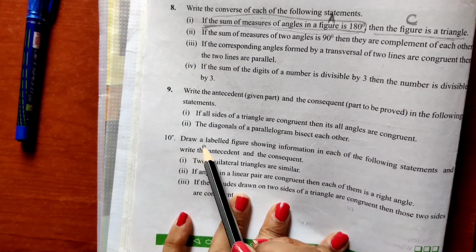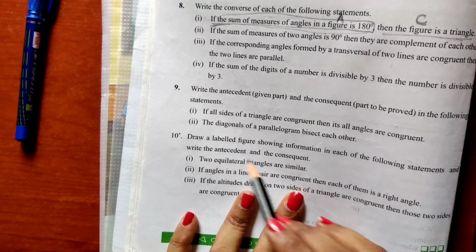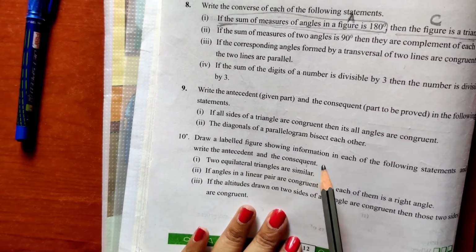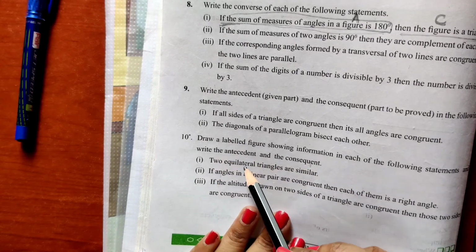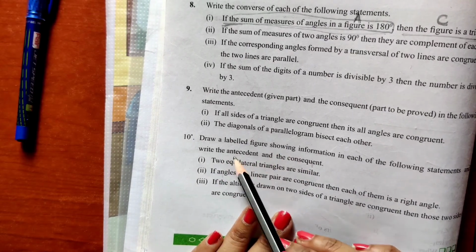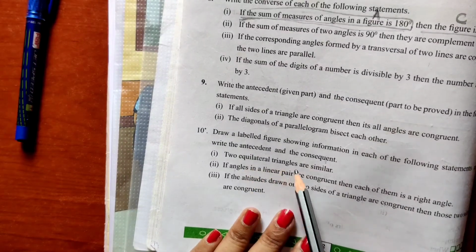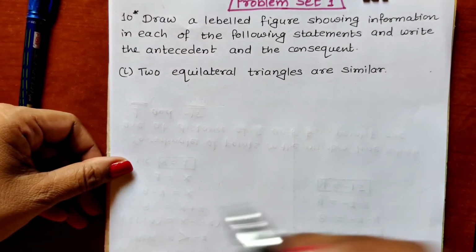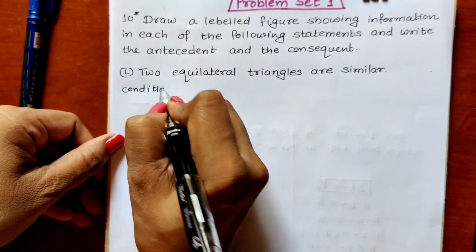Now question number 10. Draw a labeled figure showing information in each of the following statement and write the antecedent and consequent. We all know now what is antecedent and what is consequent. So we have to first draw the diagram, and according to diagram, from that diagram we have to write antecedent and consequent. So let us see. First statement is two equilateral triangles are similar. So we will first convert this statement into conditional statement. Let us write it into the conditional statement.